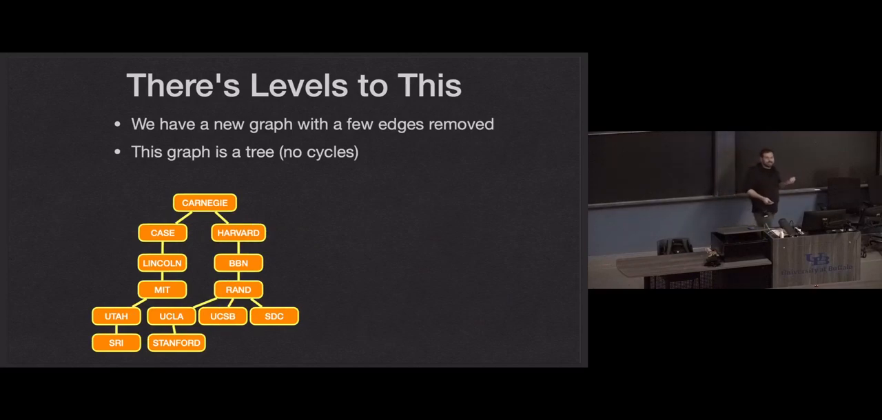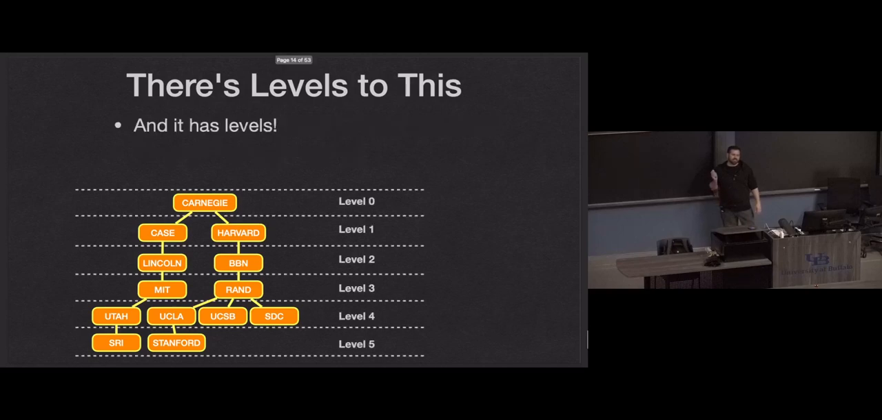Now, it's not like our binary trees that we used. It is a theoretical tree. It is still a graph. We're representing it as a graph here, but it is a tree in the sense that it has no cycles. So we have a graph that is a tree, and we can call this our breadth-first search tree. These are all the edges we used during breadth-first search, and guess what? It's got levels.